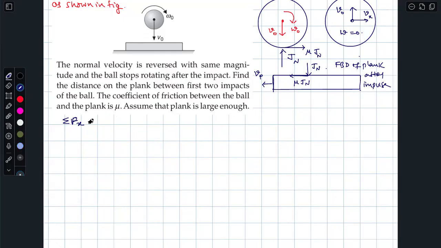Sigma px is equal to 0 because there is no external force along x direction. Don't comment on mu Jn, man. Action, reaction, cancel. If I take Planck and sphere together as a system, which means spherical ball, mass small m, m Vx, capital M V Planck. Equation 1. Now, please confirm, do you have any doubt in this?